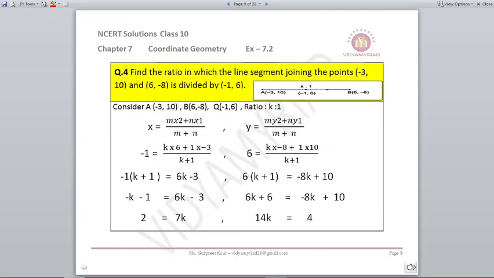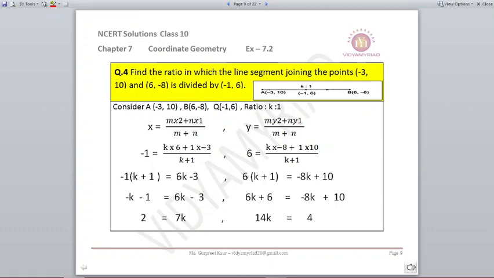Let the point of dividing be Q, that is (minus 1, 6), and the ratio will be k is to 1. We are assuming it as k is to 1. So we have the formula with us. We have the x coordinate, we have the y coordinate. Now we are going to put x and y in this. X is minus 1, which is equal to (m x2 plus n x1) upon (m plus n). What is m? I am assuming it as k. x2 will be 6. n I have taken as 1, into x1 is minus 3, upon k plus 1.